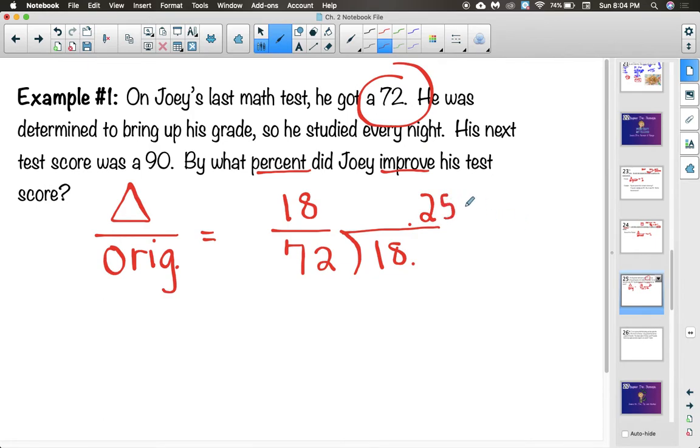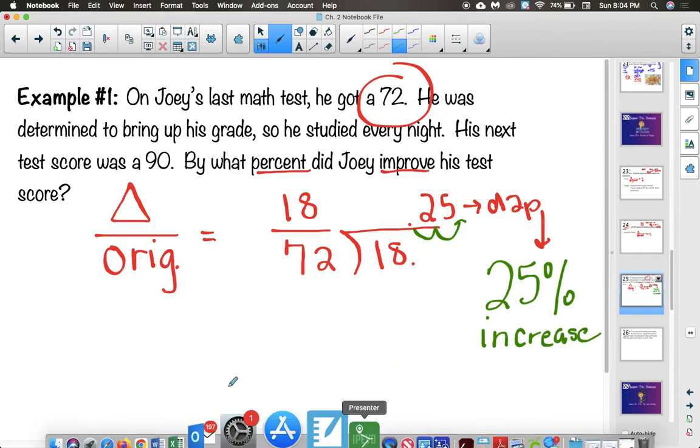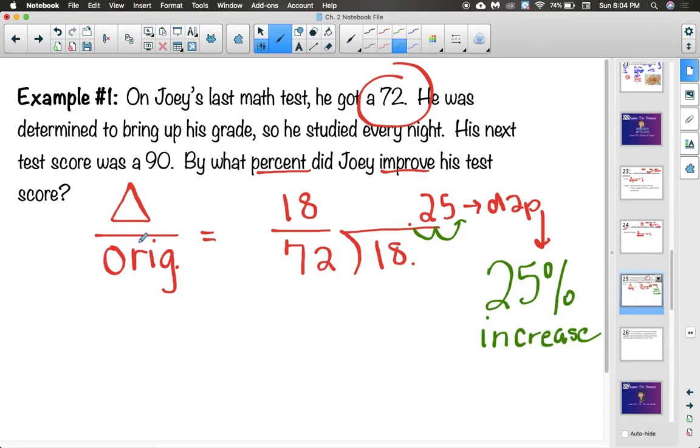We're not finished yet. We want to use D2P to change that to a percent. So move your decimal 2 places to the right, and we figure out that he increased his score by 25%. Okay, so not too shabby, not too bad. The formula is just there to guide you. Basically, we're just figuring out how far apart his two scores were and dividing it by the original score.